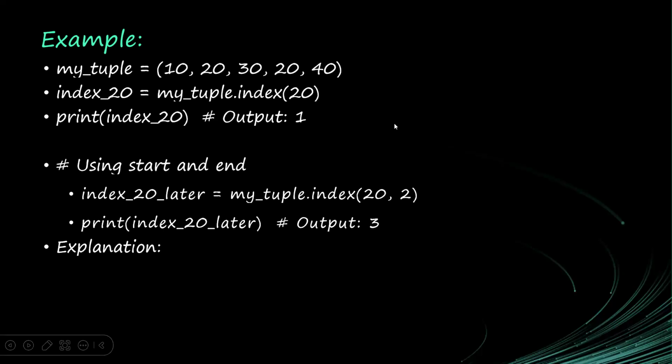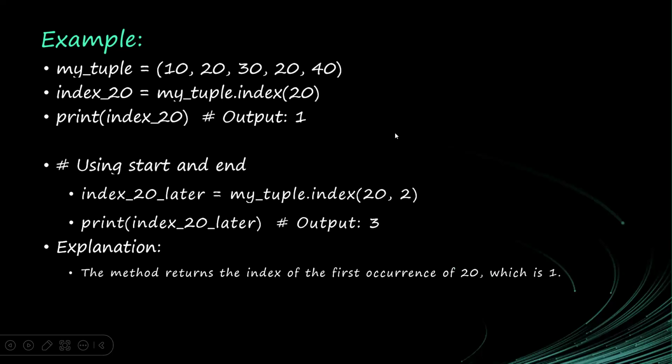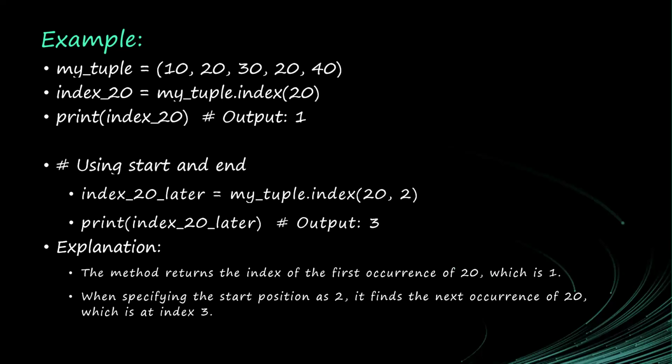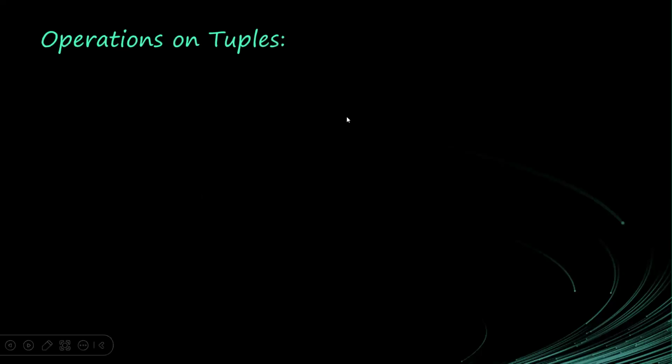So the explanation: the method returns the index of the first occurrence of 20, which is 1. When specifying the start position as 2, it finds the next occurrence of 20, which is at index 3. It starts searching from index 2, which is 0, 1, 2, so it starts searching from 30.